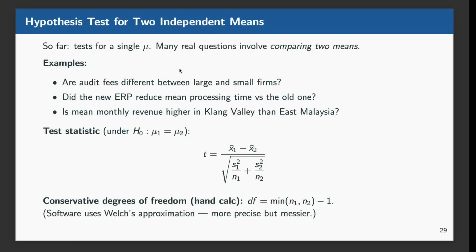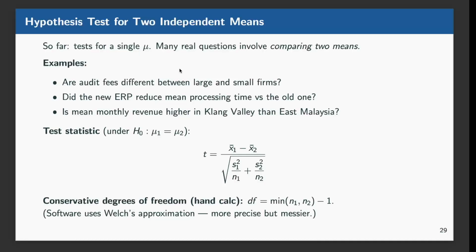Welcome to part D, comparing two means at once, plus running all of this directly in Excel. So far, every single test we have run has compared one sample mean against one fixed number. Many real-world questions instead compare two entire groups directly against each other. Are audit fees genuinely different between large firms and small firms? Did a new computer system actually reduce mean processing time compared to the old system? Is mean monthly revenue genuinely higher in one region than in another?